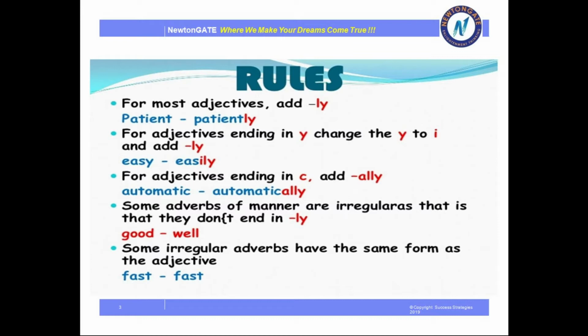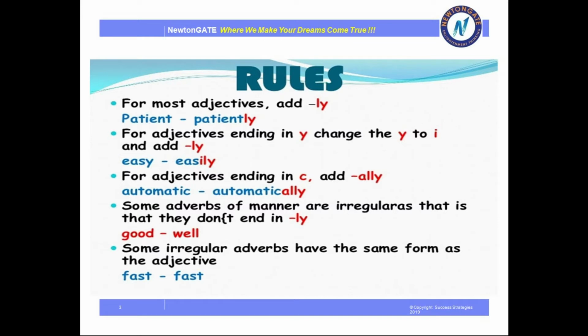Now the third point is for adjectives ending in c, add A-L-L-Y. Now suppose it is written automatic. Now what will you write? Automatically. A-U-T-O-M-A-T-I-C-A-L-L-Y. Automatically. This will be the correct answer.